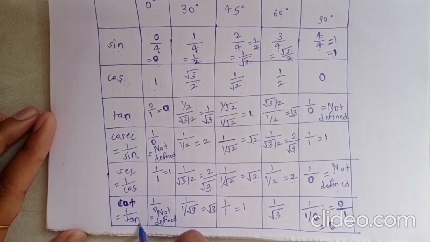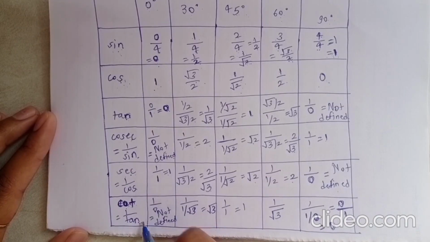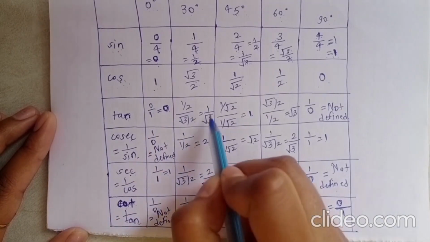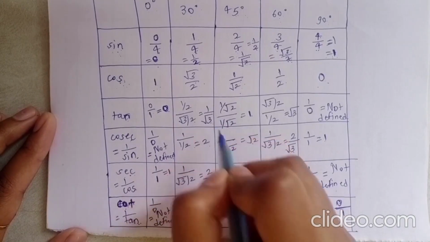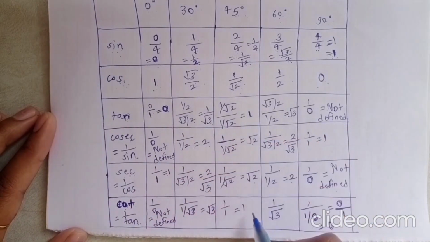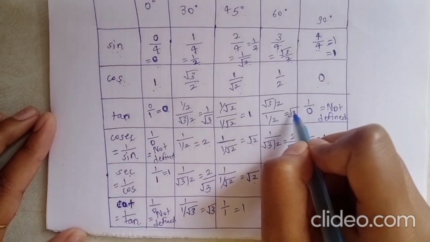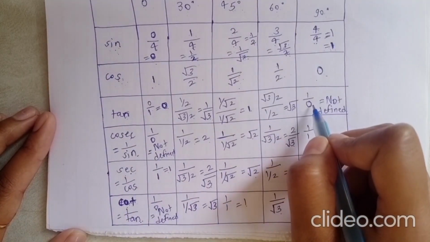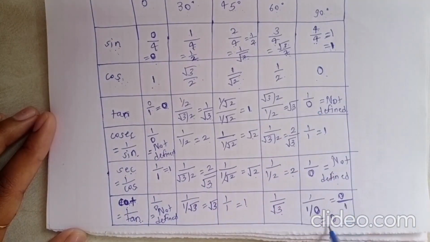For cot we have 1 by tan. So here we will see tan values. 1 by 0 is not defined. 1 upon 1 by root 3 is root 3. 1 upon 1 will be 1. 1 upon root 3 will be as it is here. And 1 upon 1 by 0 is 0.